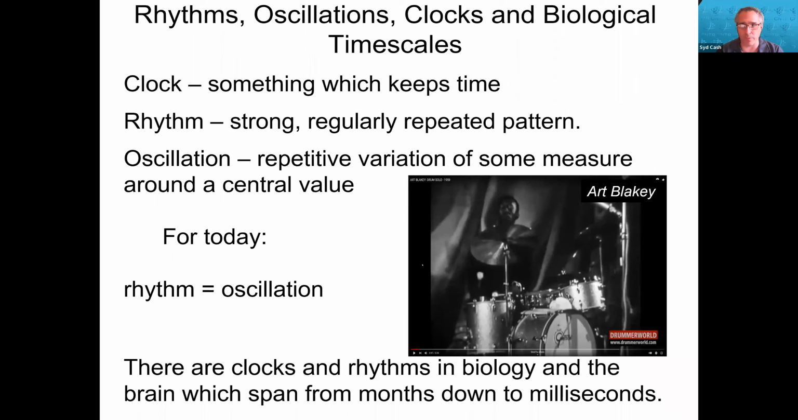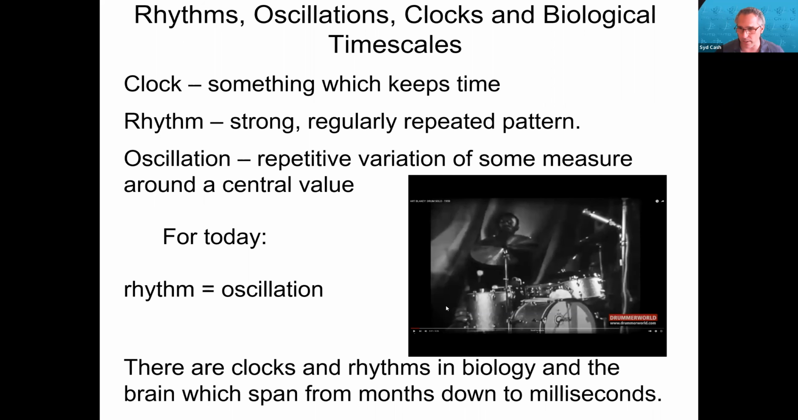If you look up rhythms in a dictionary, it says something like it's a strong, regularly repeated pattern. An oscillation is some repetitive variation of a measure around a central value. I think most people, when we think of an oscillation, have in mind a sine wave, something just going up and down regularly. But it's a lot more complicated than that, obviously.